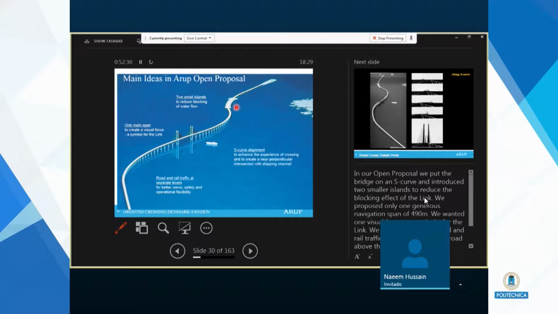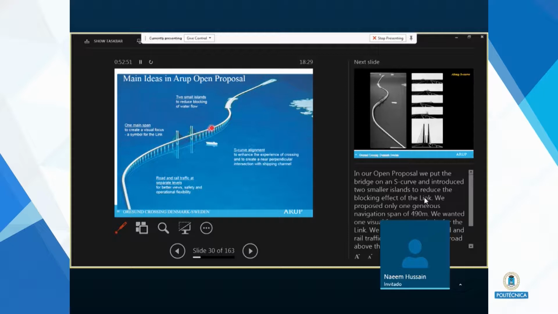Now, if you're driving across a big expanse of water, if you just have a straight bridge, it's actually not very interesting, and you can't really see the bridge. You can only see the towers. But if you have an S-curve, you can have differing views of the bridge. So that's what makes it sort of interesting.